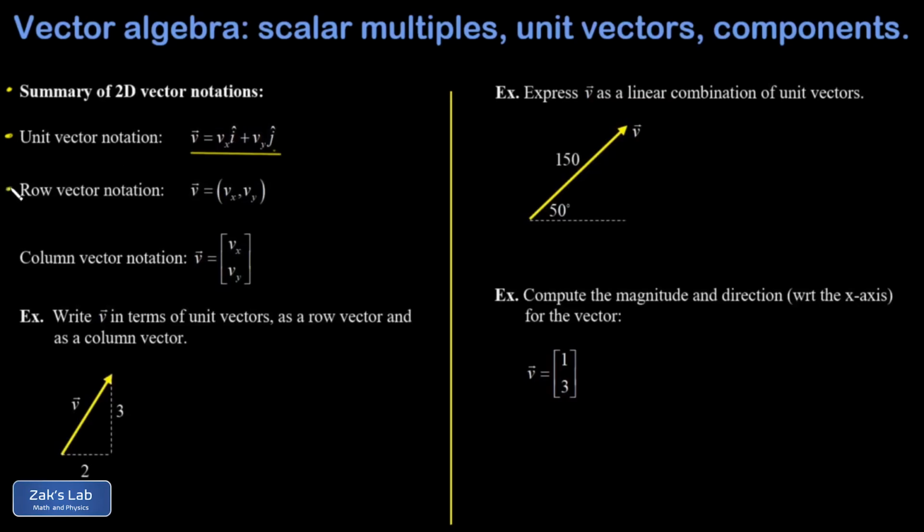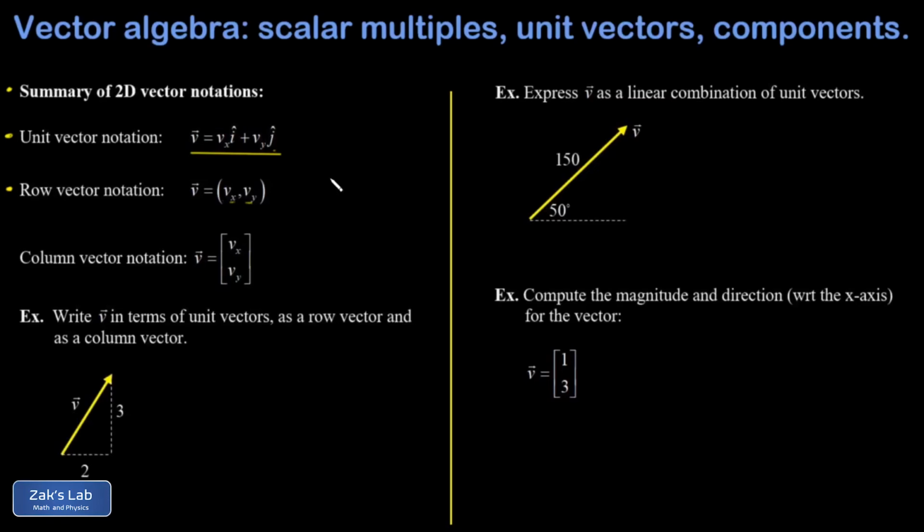Alternatively, I can just make a list of numbers telling me the x and y coordinates of that vector. And if it was a 3D vector, I would tell you the x, y, and z coordinates. So in this second notation, I've done that as a row vector. So it's a list of numbers horizontally separated by commas, wrapped in parentheses.